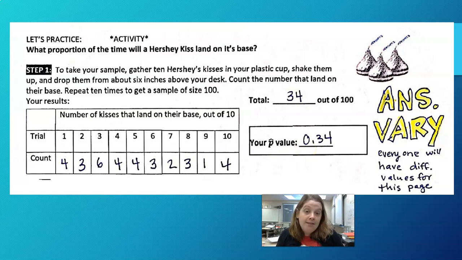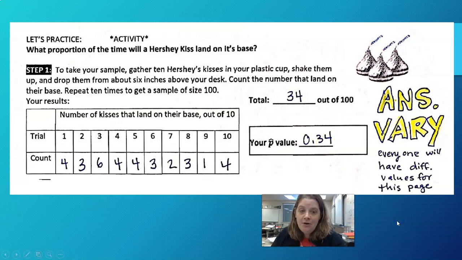Now, we had all kinds of numbers in the classroom. Somebody got 29%, somebody got 18, somebody got 43. So if you're helping a friend in the class or if you've done this, you're going to see that everybody's answers are a little bit different. But we're going to work with the p-hat value that I got, which was 34%.